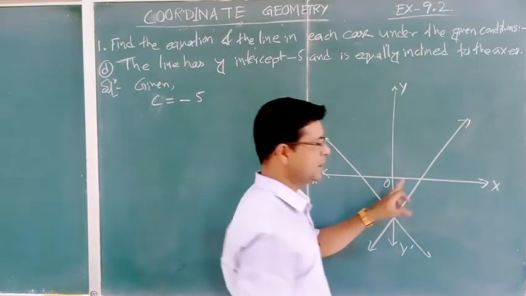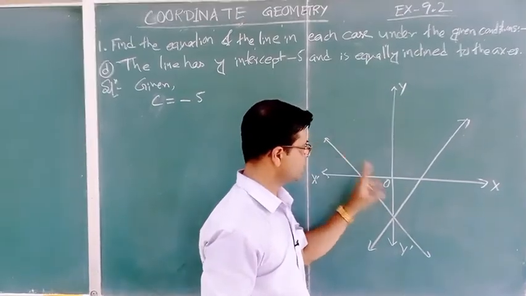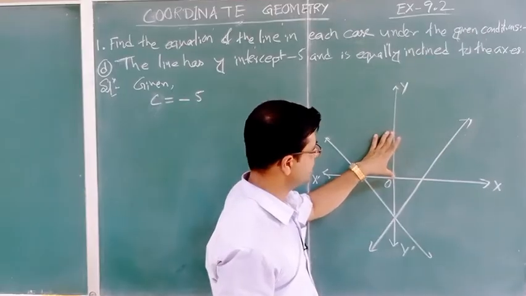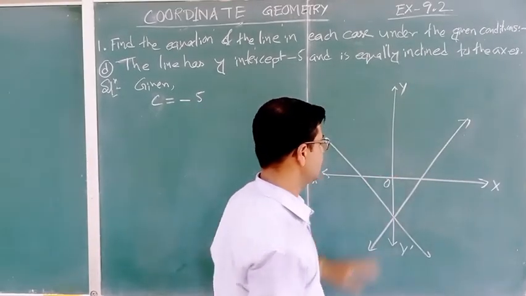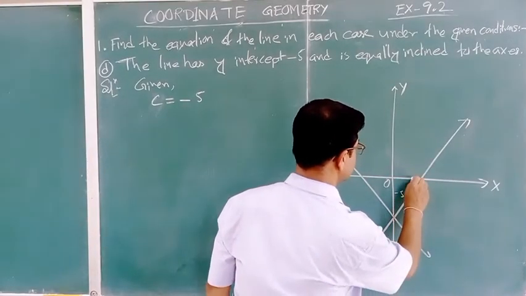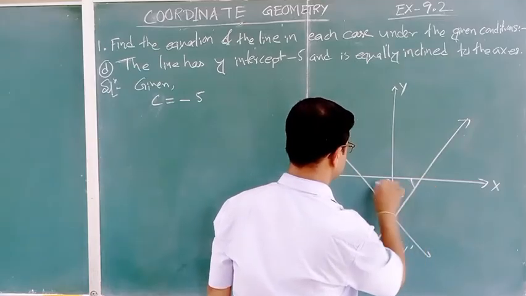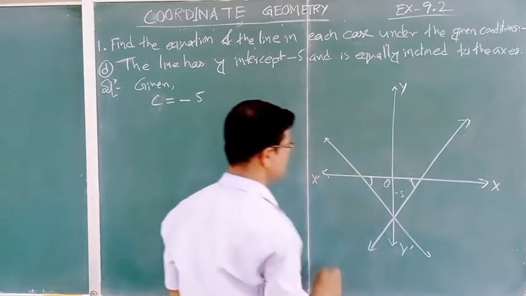In both cases, for this straight line and for this straight line, this is the y-intercept. This y-intercept is negative here, and positive here. This distance is positive, and this distance is negative. So it is -5. Now this angle we have to choose. Here we have to choose this angle.